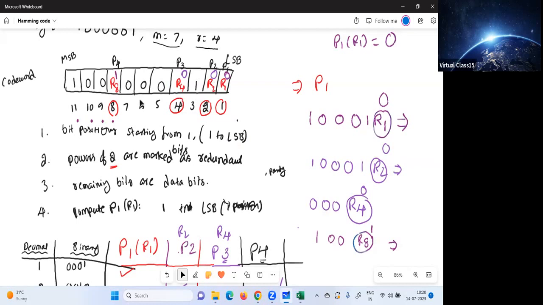Before proceeding to the receiver side, just have a look at the entire procedure for Hamming code at the sender side. Take 2 minutes, don't take much more time. Just look from the first rule to the last one at the sender side. Then we will proceed to the receiver side.